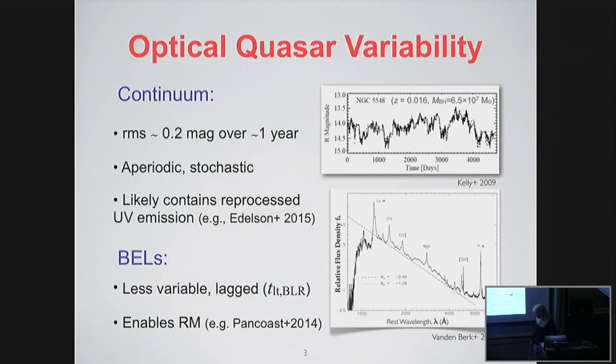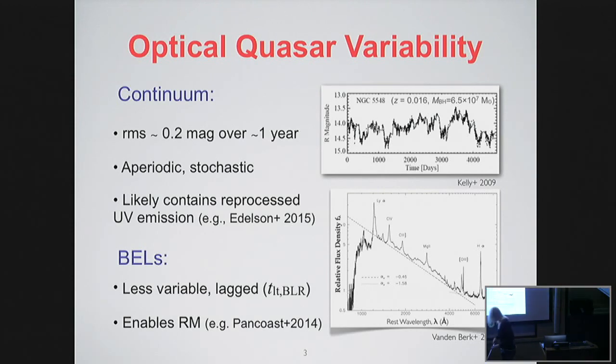Nearly all quasars are variable at the 20% level, and it's likely related to the energy production source, the accretion disk. As you can see in this light curve here for NGC 5548, the variability is stochastic, aperiodic, and likely contains reprocessed UV emission. The best evidence for this comes from recent space-based monitoring of NGC 5548 in the UV and across other wavelengths.